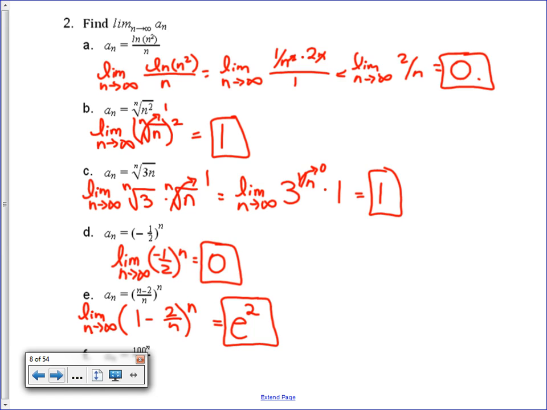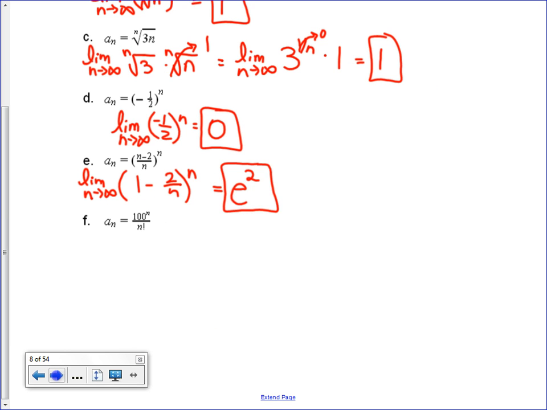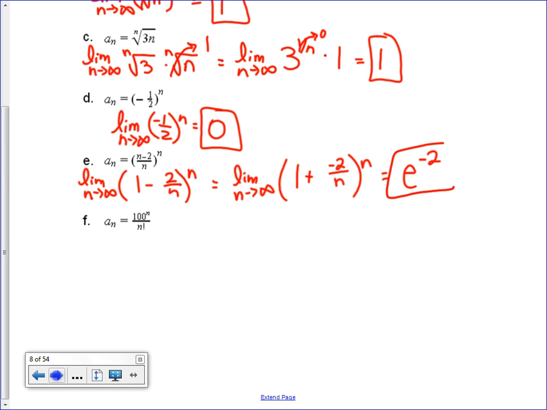Hold on. Kaiki's exactly right. I can't go to e yet. It doesn't fit my formula, but what can I do to change the negative to a plus? Now does it fit? 1 plus x over n to the n? Yes, it's going to be e to the negative 2.